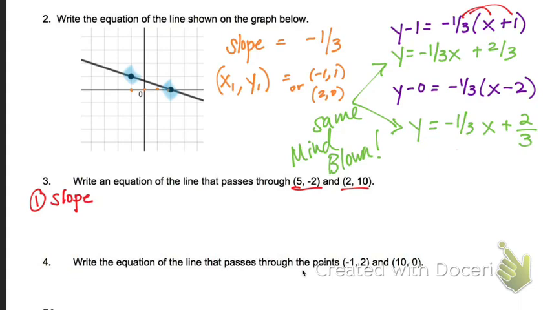So it's the same thing we did in number 2, but now we don't have a nice little picture. So go ahead and find the slope for me, please.